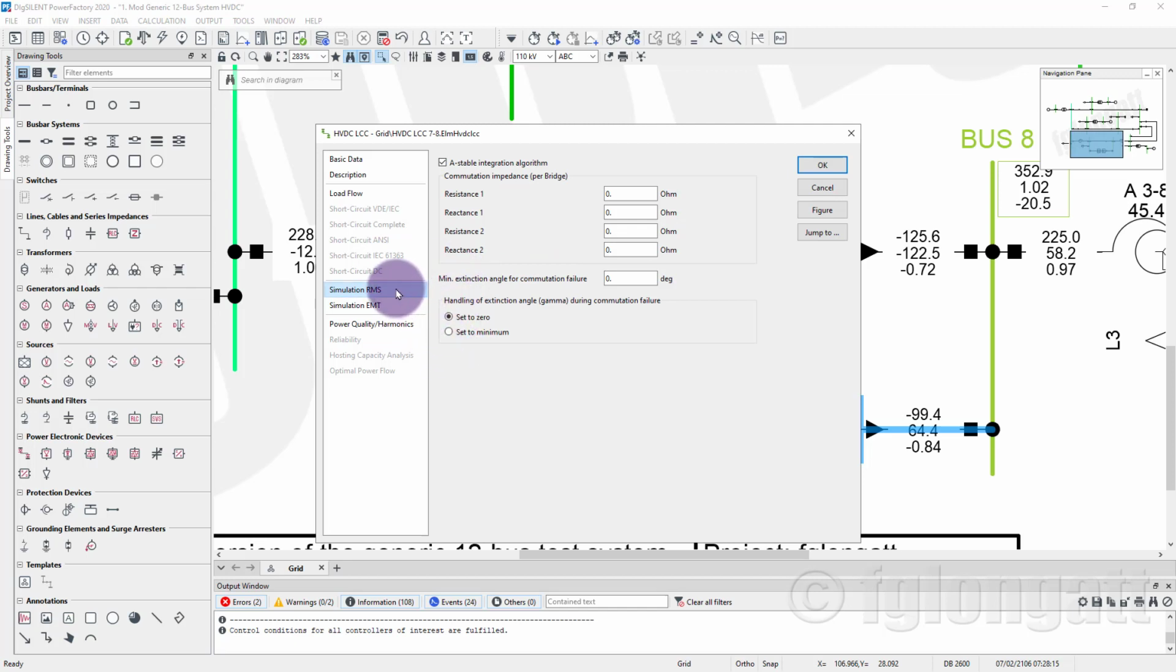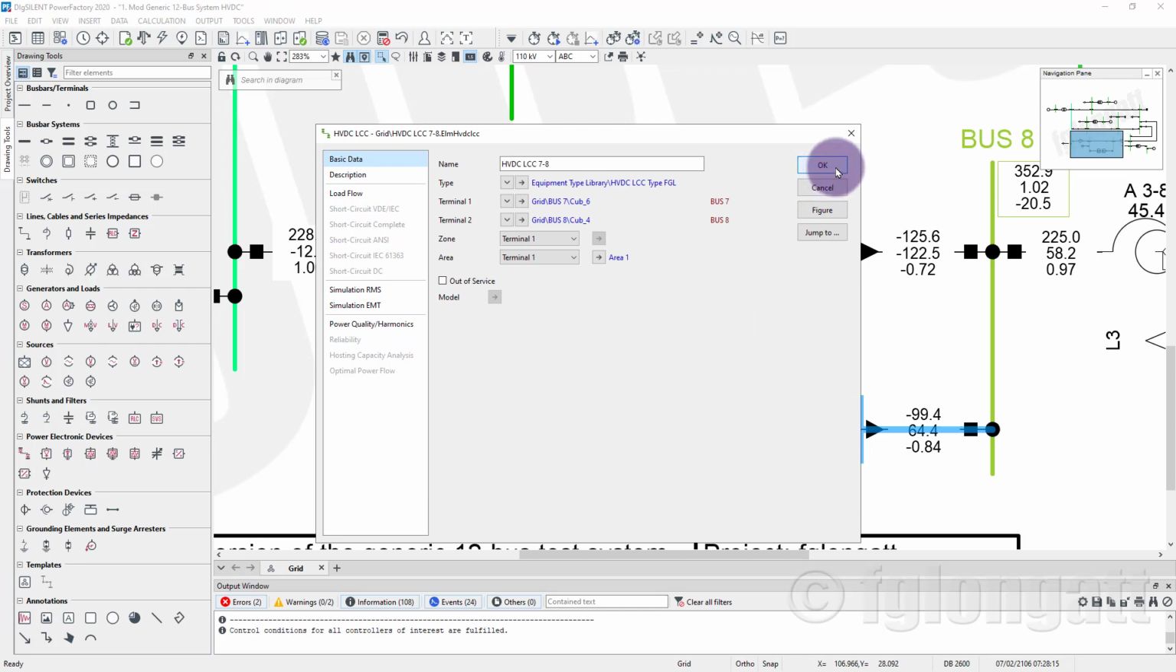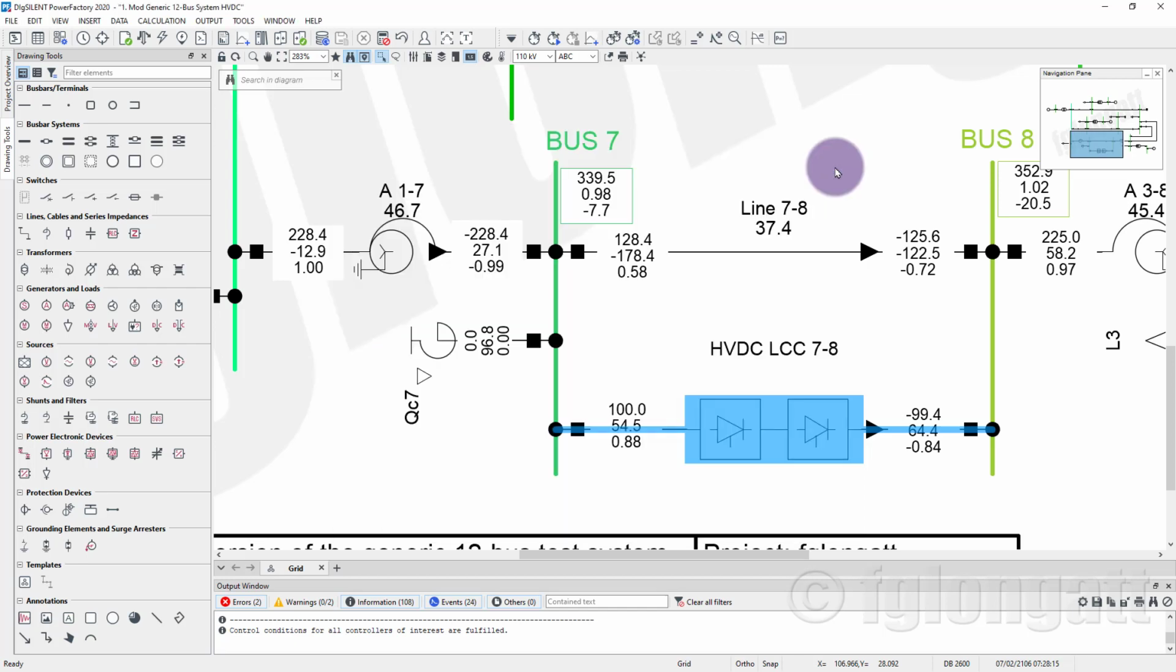And of course, this model also has RMS and EMT possibilities for modeling and simulation. However, I'm not covering this in this video. If you want to learn more about the dynamics of HVDC links, please attend one of my trainings about modeling and simulation of power electronics using DIgSILENT PowerFactory, okay?